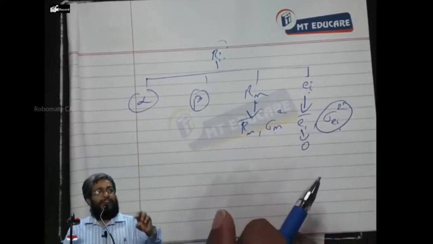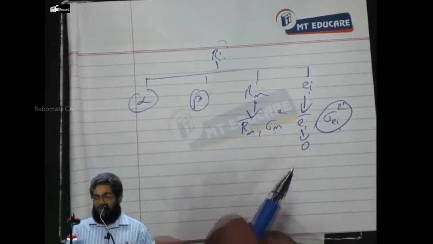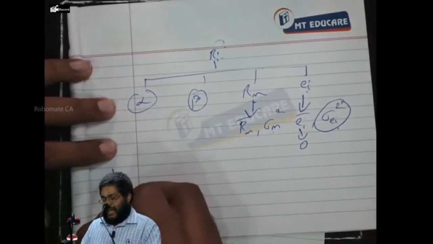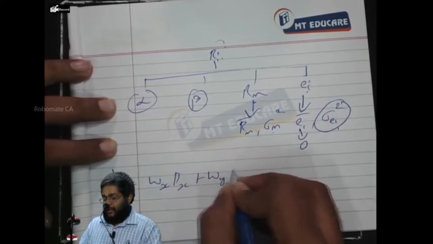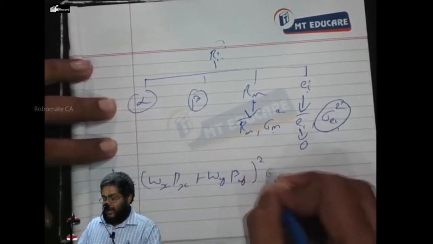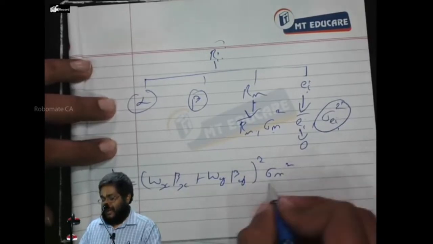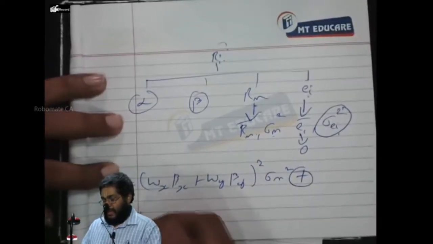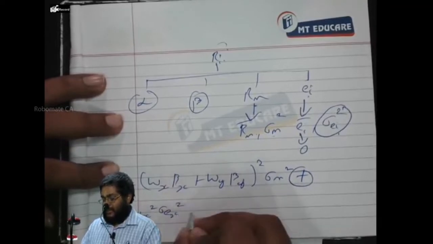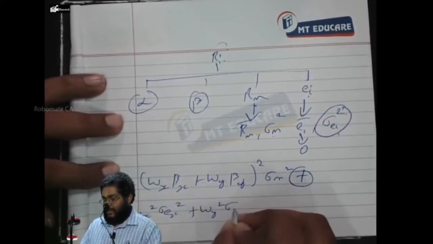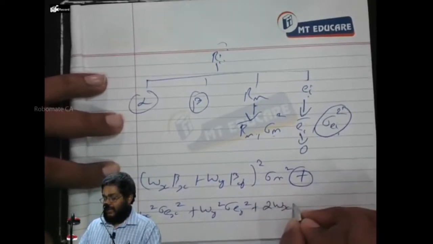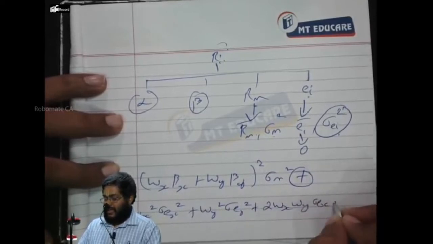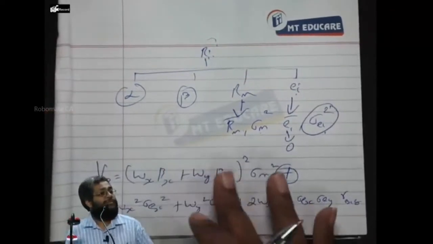When you come to the portfolio risk formula, if you remember, the variance of a portfolio is equal to (Wx beta x plus Wy beta y) the whole square into sigma M square. That is systematic risk, plus unsystematic risk: Wx square sigma Ex square plus Wy square sigma Ey square. That's all. I did not write 2 into Wx into Wy into sigma Ex into sigma Ey into correlation of Ex Ey.